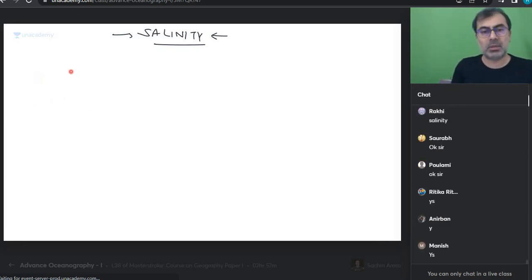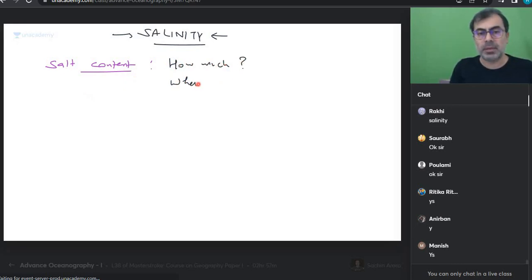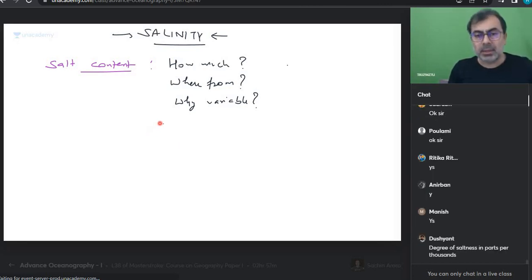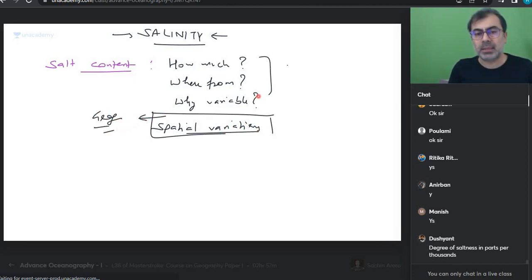Salinity. So what is salinity? The salt content of the oceans. I have a few quick questions. How much is it? Where from? Where did these salts come from? And why is it variable? These three questions will clear our understanding of what salinity is. And in the end, we will look at the spatial variations. This will make our answer more geographical. Can I say this will make our answer more scientific? True.